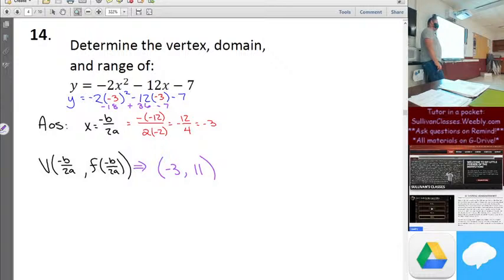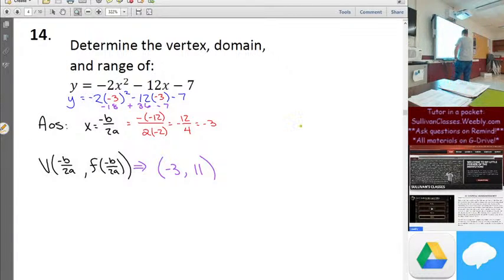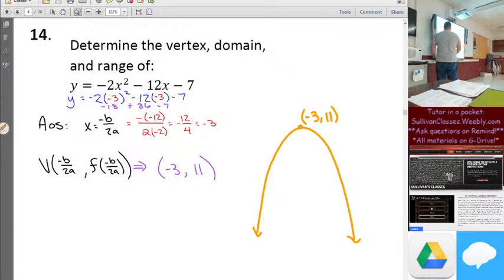Is this a happy parabola or a sad parabola? Got a negative out front. So that's actually all you need to know to answer this question. I'm saying the vertex at negative 3, 11 and a sad parabola. So I got its vertex.